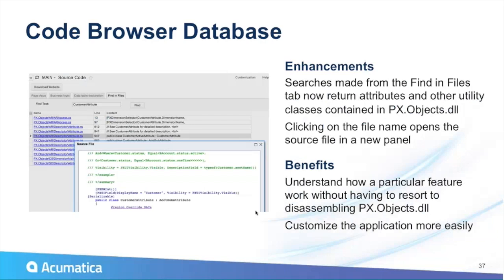As well, if you click on the hyperlink that you have in the search results, the system will display you the full source code of this file. So it allows you to understand how a particular feature is implemented without having to do reverse engineering or disassembly. And for anybody doing customization or custom solutions with Acumatica, it is really useful because it will allow you to do customizations far more easily than before.